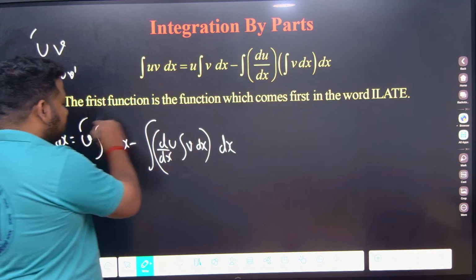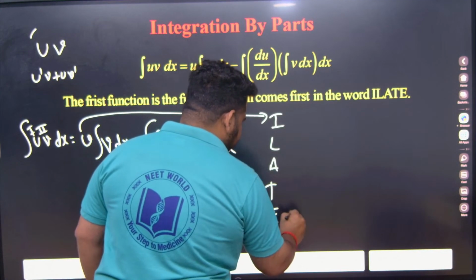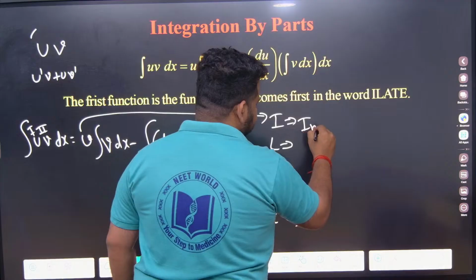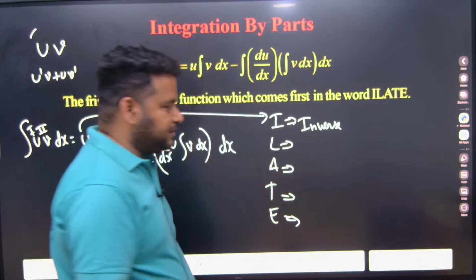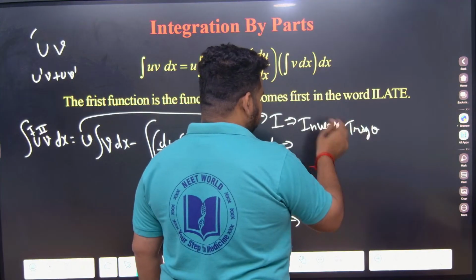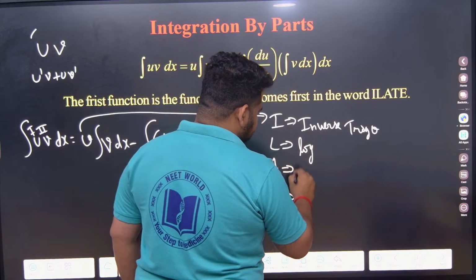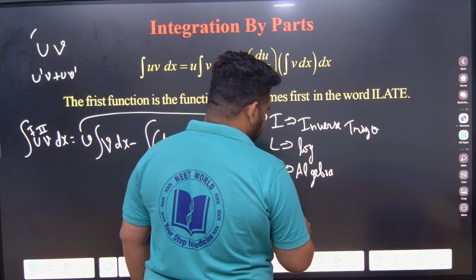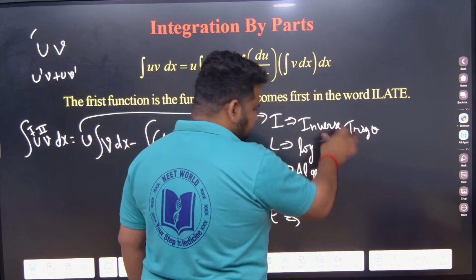The first function is decided by a rule called the ILATE rule. This is the priority which you should give while selecting the function. Suppose we have an inverse trigonometric function in the product, first give priority to the inverse trigonometric function. Some people also call it the LIATE rule, giving priority to the log function, which is also fine. Then comes the log function, then the algebraic functions, that means polynomials like x square, x cube, or x. Then trigonometric functions.